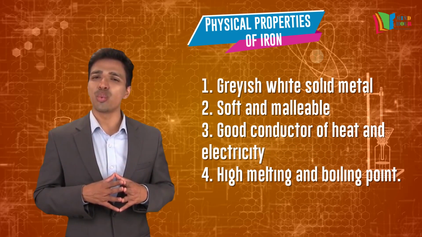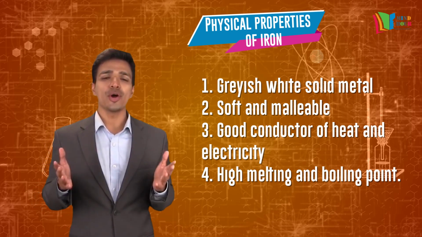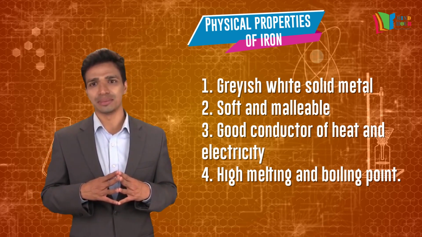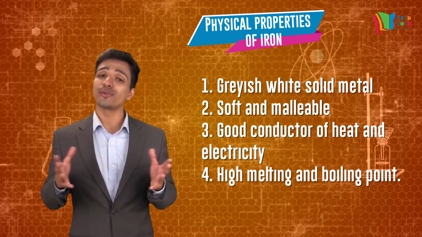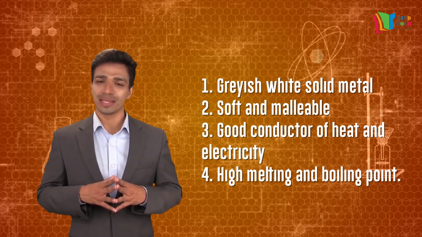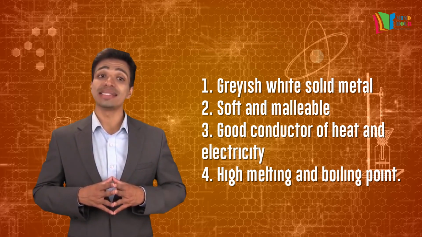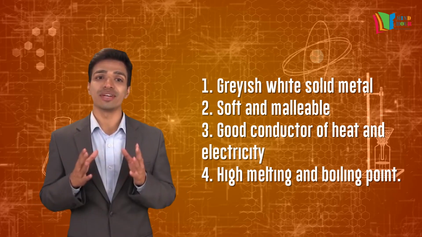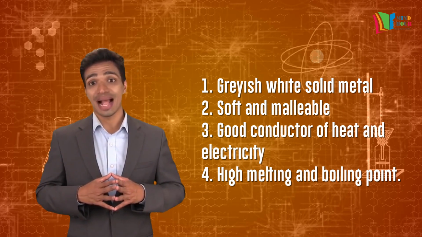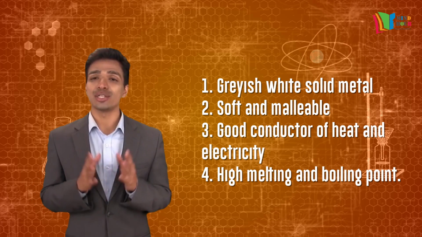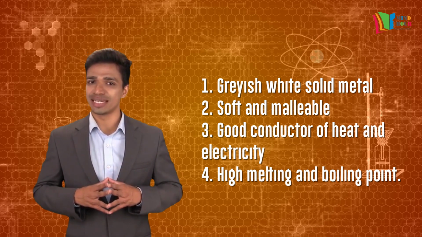Iron is a greyish white solid metal. Pure iron is soft and malleable. Iron is a good conductor of heat and electricity. The melting point of iron is 1538 degrees Celsius and liquid iron boils at 2862 degrees Celsius.